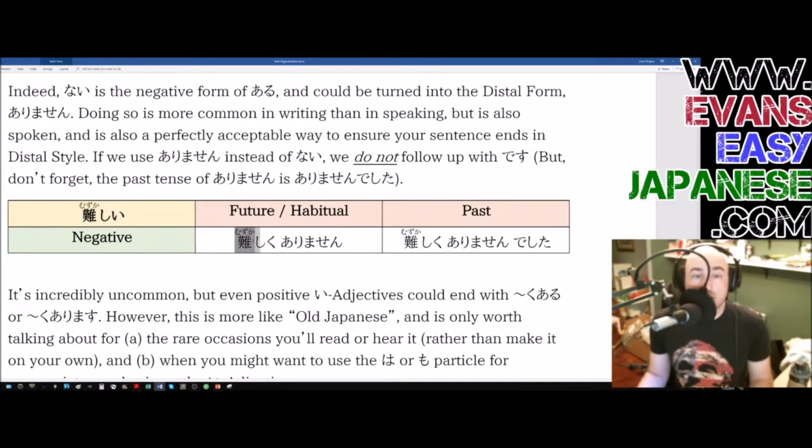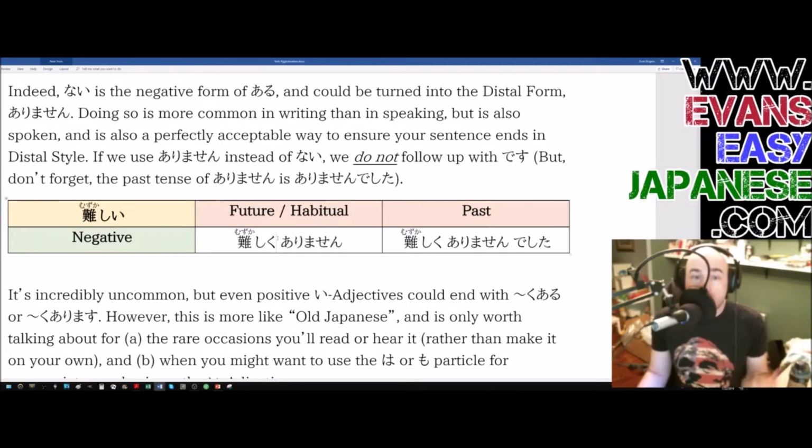Normally it would just be muzukashiku nai, but as I told you before, nai is the plain direct negative of arimasu, and so we can actually do muzukashiku arimasu. We almost never do it. But the positive could easily be muzukashiku arimasu, and the negative would be muzukashiku arimasen.